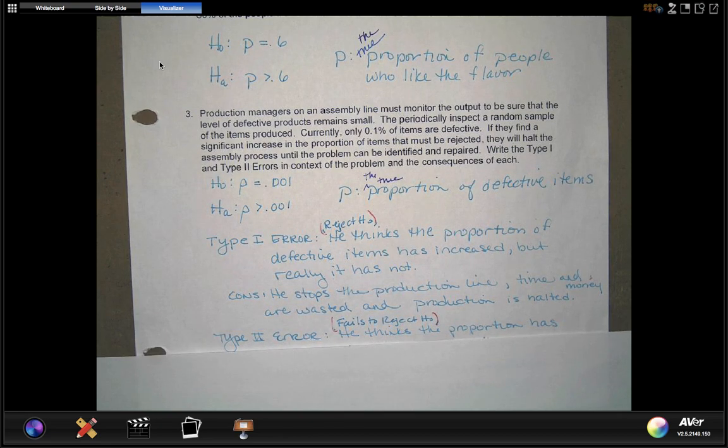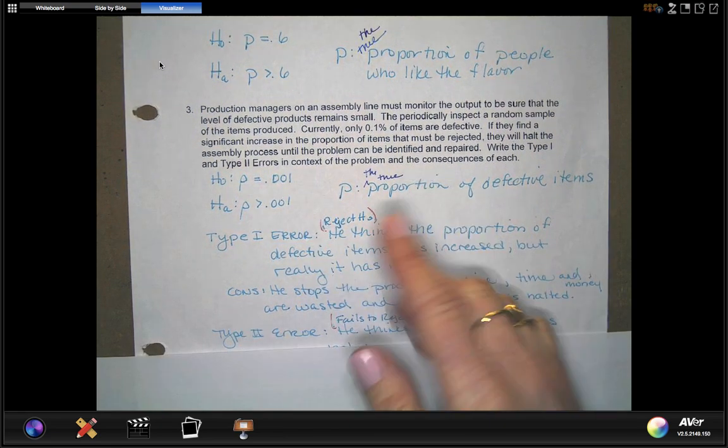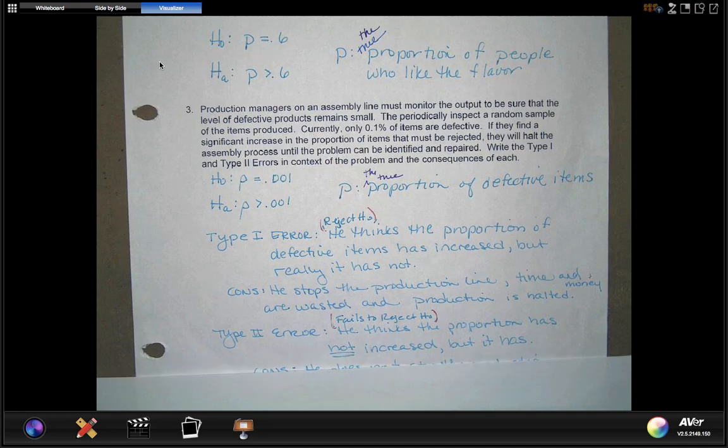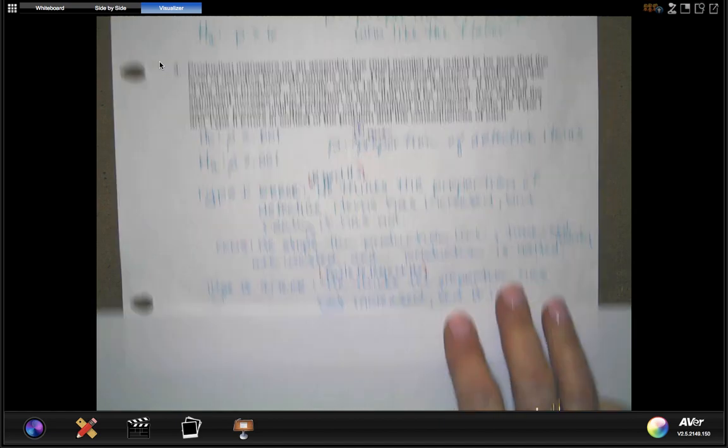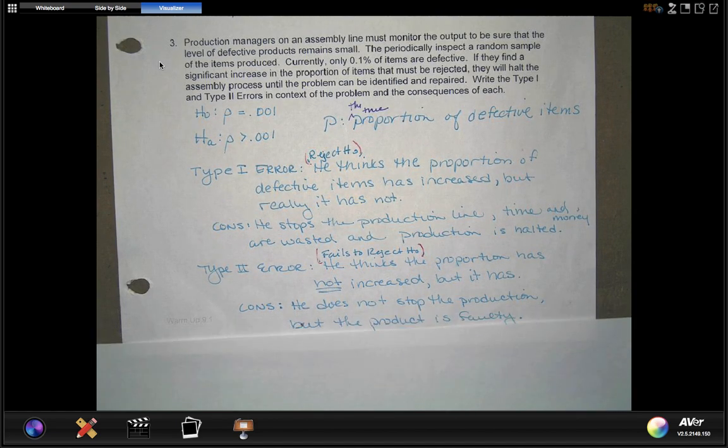And at type 2, we don't reject it, but we should have. So we don't think the proportion has increased. We just think it's normal. But it really did increase because remember there's an error. So he doesn't stop the production, but the product is actually faulty.